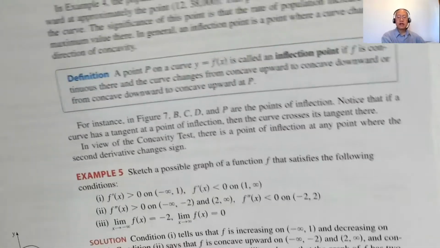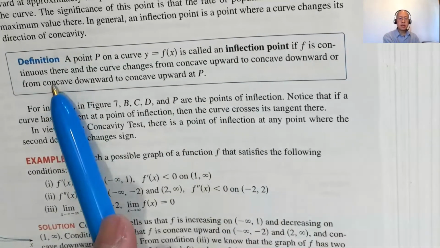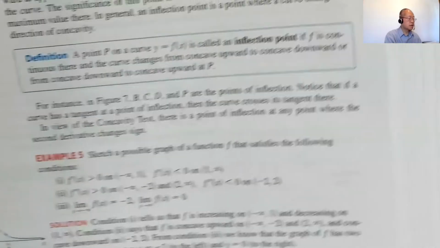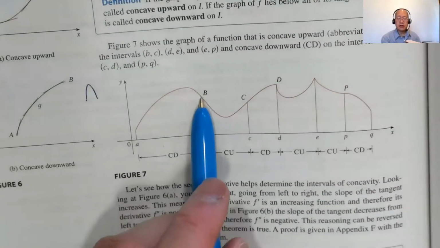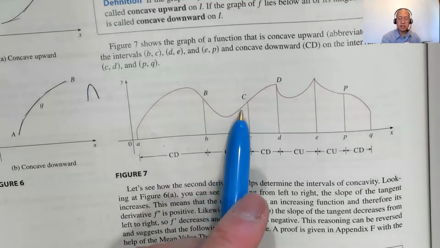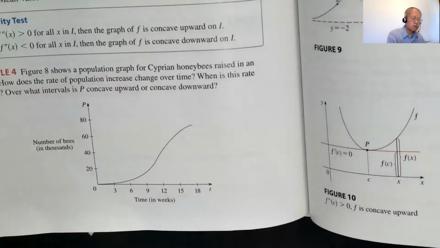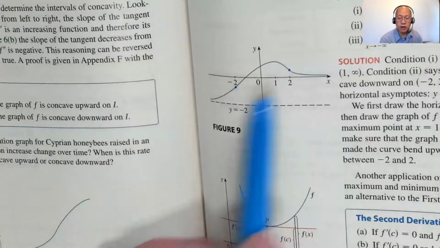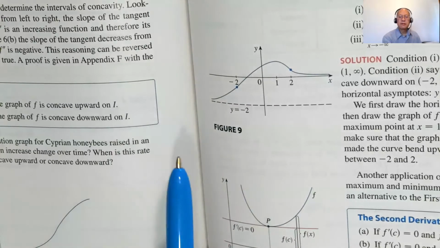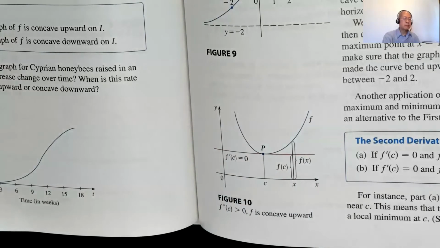On page 297, you have an inflection point. An inflection point, function's continuous and the curve changes from concave up to concave down or from concave down to concave up. Okay, inflection point. So this is an inflection point. It switches from either concave up to concave down or vice versa. Here's an inflection point. Changes from CU to CD. Okay. So figure 9, here's an inflection point. Here's an inflection point. Concave up, concave down, concave up. Okay. This graph has no inflection point. Looks like it's always concave up.